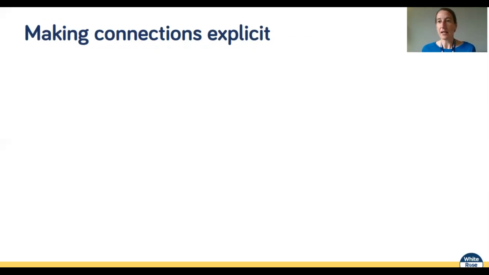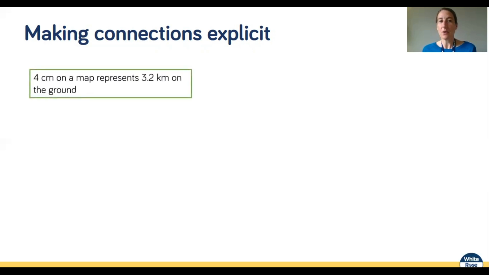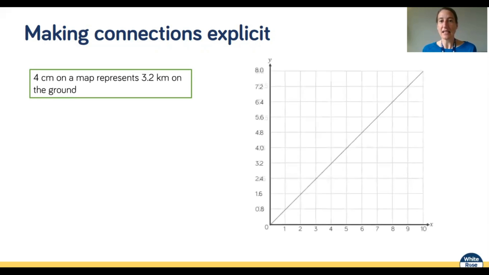We could then start looking at variables that are in direct proportion to each other that are in a different context. So here we're looking at map scales. So 4 centimetres on a map represents 3.2 kilometres on the ground. And perhaps we also look at a different representation. So here we're looking at this information on a graph.